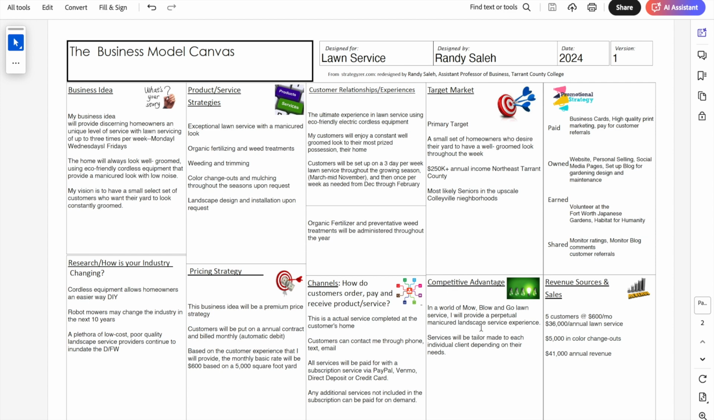There's my competitive advantage. Again, we're tailor-making for individual clients, and we're not just rushing out of there. You've probably seen the mow, blow, and go landscape services that are in and out within 20 minutes, and it looks good for about an hour, and then all of a sudden you kind of see the mistakes that were made because it was done so fast.